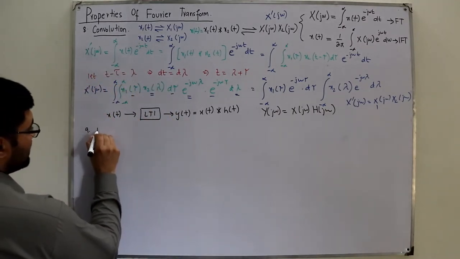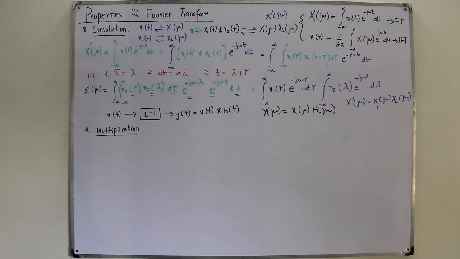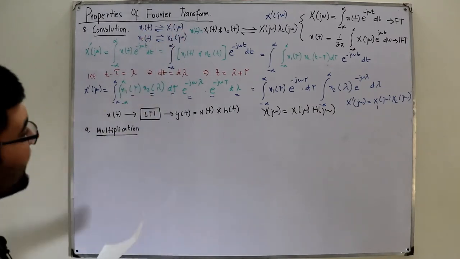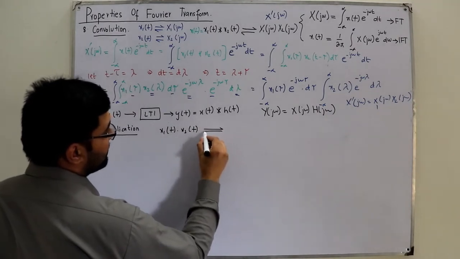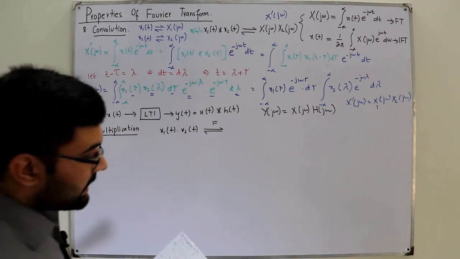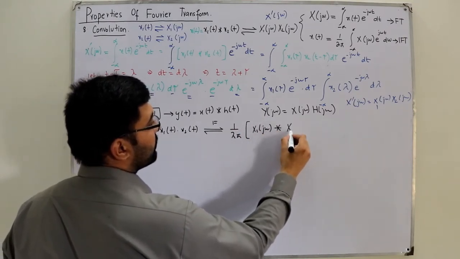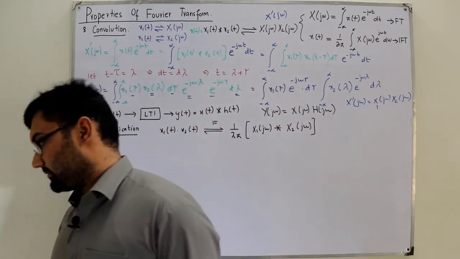The 9th is the multiplication in time. So multiplication says what? If x1 has Fourier transform x1 of j omega, consider the same, x2 has Fourier transform x2 of j omega. What if x1 is multiplied with x2 in the time domain? x1 of t multiplied with x2 of t in the time domain, the resulting Fourier transform would be what? It would be 1 over 2 pi, a scaling factor, with x1 of j omega convolved with x2 of j omega. Should this proof be the homework? No, I will do it myself, no problem.